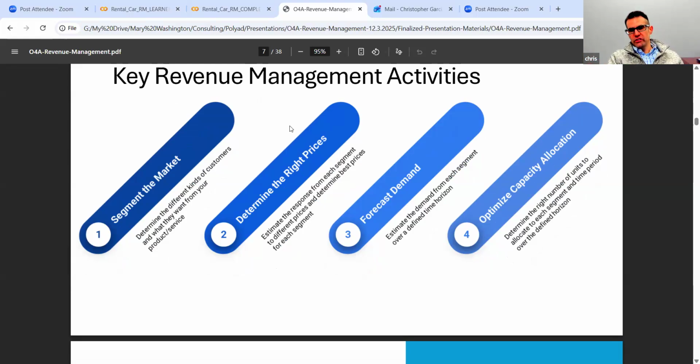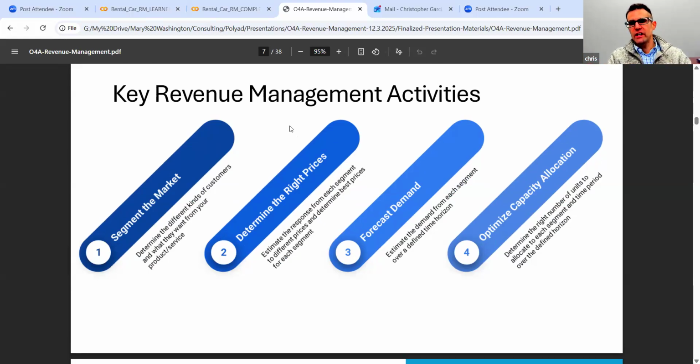As we move on, I'm going to pause here and just ask, are there any questions about the big picture of revenue management before we continue?